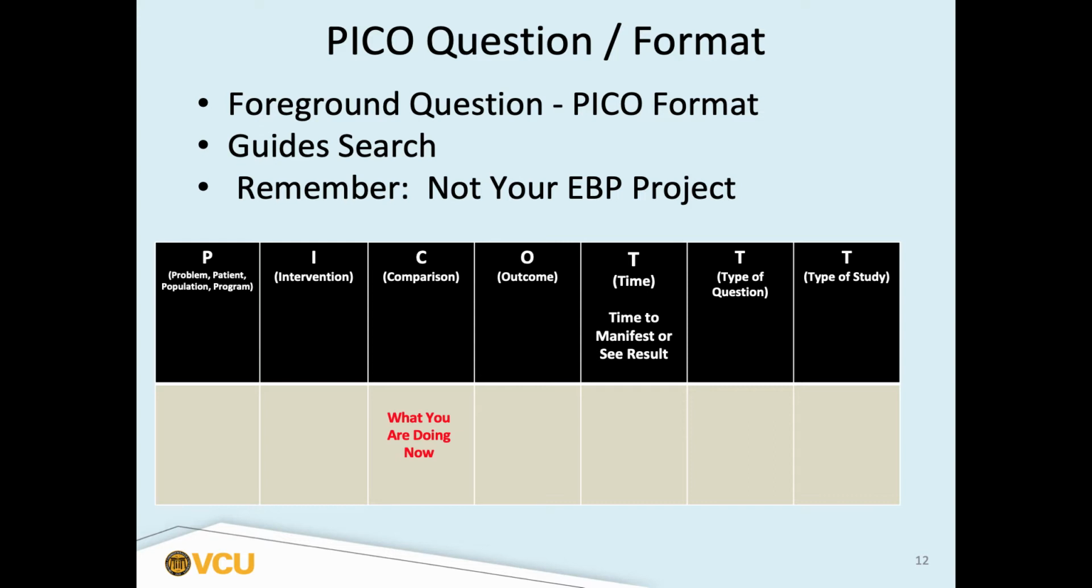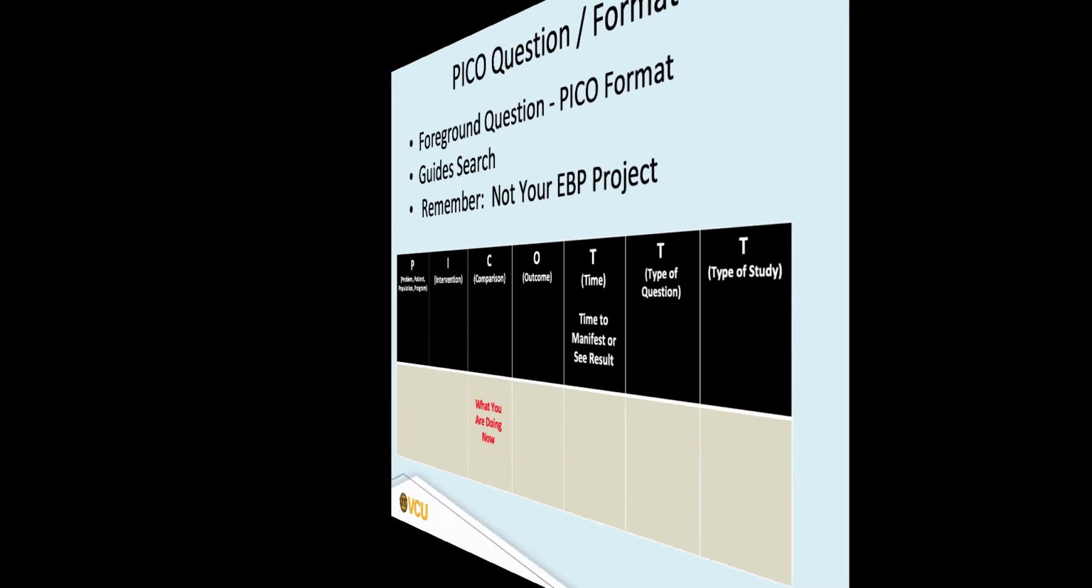The type of question and type of study will help you to identify what type of question you're asking, which will then allow you to determine what types of studies best answer those questions. Now remember, when it comes to the PICO question, it is not your project, but it is what is going to guide your search. It's going to allow you to break apart your question and identify the key concepts or pieces that will allow you to find the evidence that best answers your question in the database and other resources.